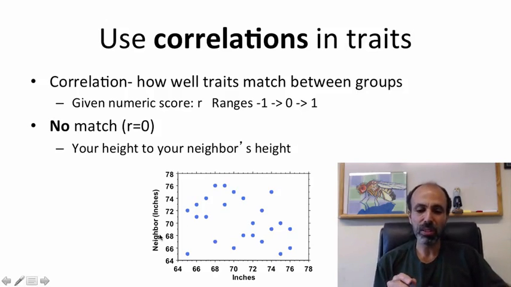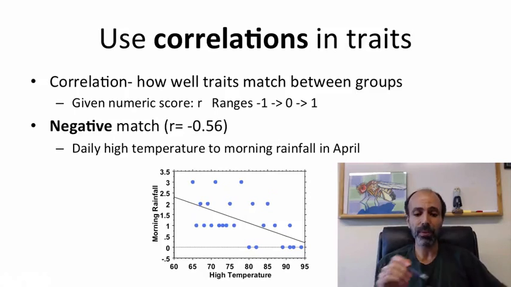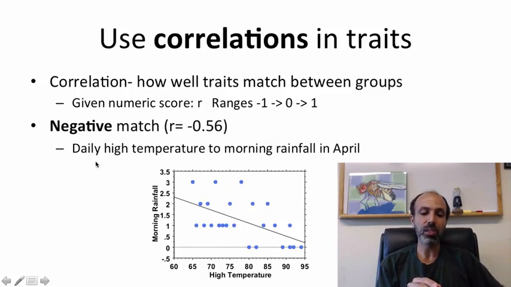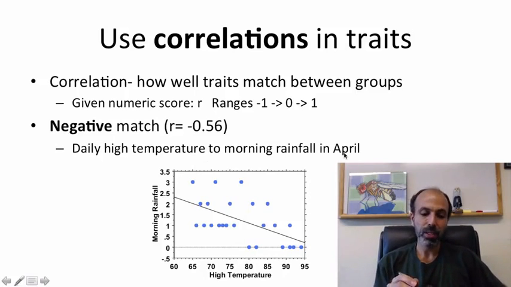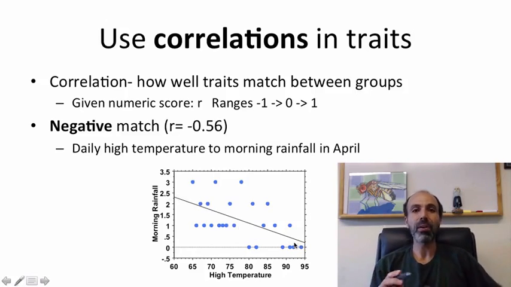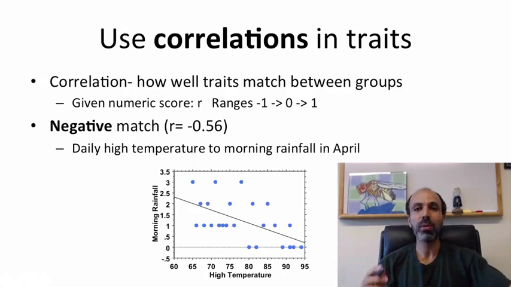Now you may be wondering, well, I've only done this range from 0 to 1. What about the negative part? Well, negative is when you have literally a negative prediction, such as daily high temperature to morning rainfall in the month of April. You may have a lot of rainfall associated with low temperature, but as rainfall goes down, you get a higher and higher temperature. Okay, so this would be an example of a negative correlation, or a negative 0.5 in this particular example. So that gives you an illustration of what I mean when I say correlations.